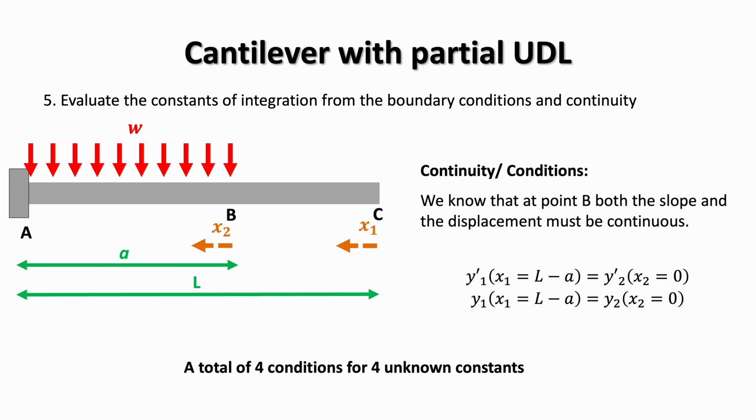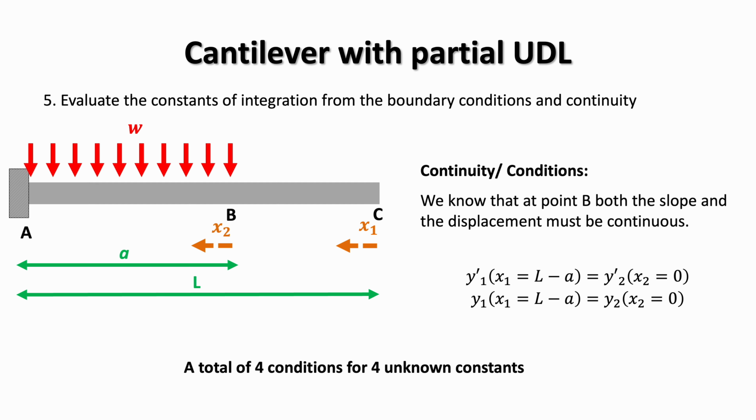Let's now look at the continuity conditions at point B where the two regions meet. Even though the loading changes at B, the beam itself is continuous, so it cannot have a sudden jump in deflection or a kink in its shape. And that means that both the deflection and the slope must be continuous at B.